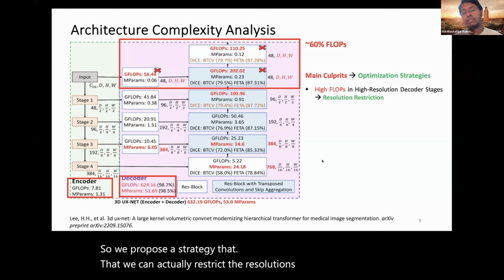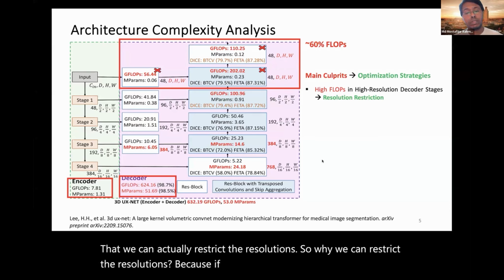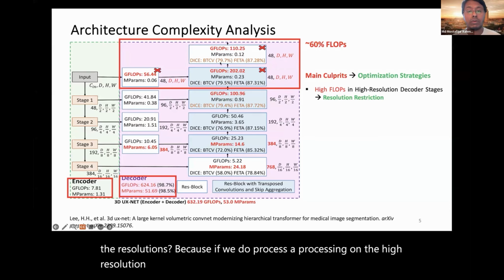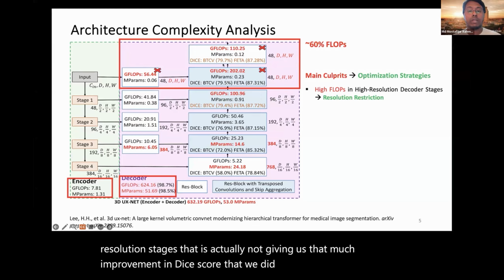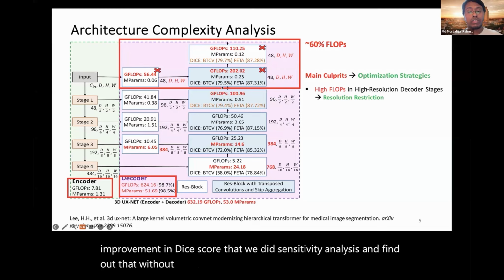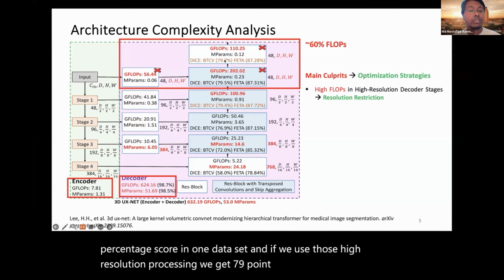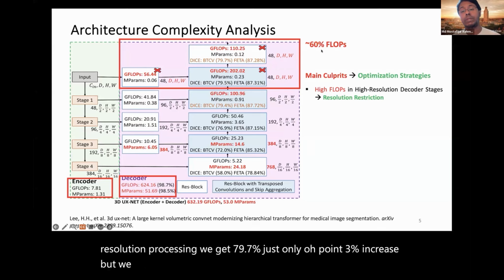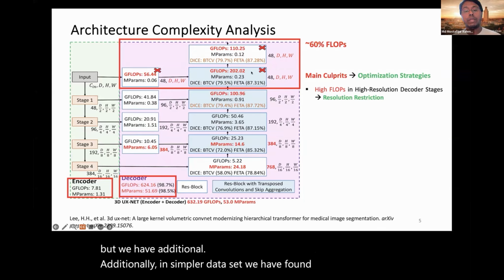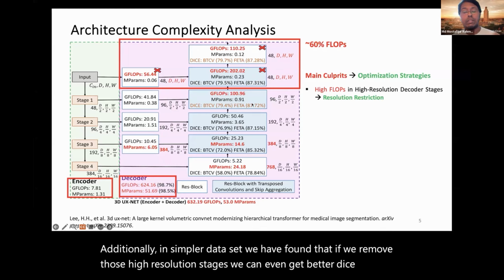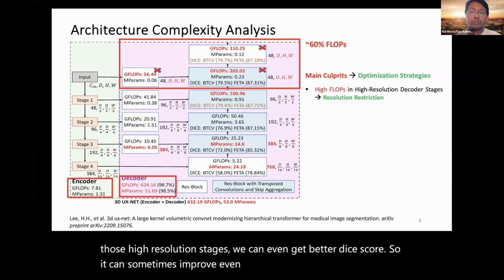Why can we restrict the resolutions? Because processing on the high resolution stages is not giving us that much improvement in Dice score. We did a sensitivity analysis and found that without the high resolution stages, we have a 79.4% Dice score on one dataset, and if we use the high resolution processing, we get 79.7%, only a 0.3% increase, but we have an additional 60% FLOPs. Additionally, in a simpler dataset, we found that if we remove those high resolution stages, we can even get a better Dice score. So it can sometimes even improve by reducing that kind of processing.